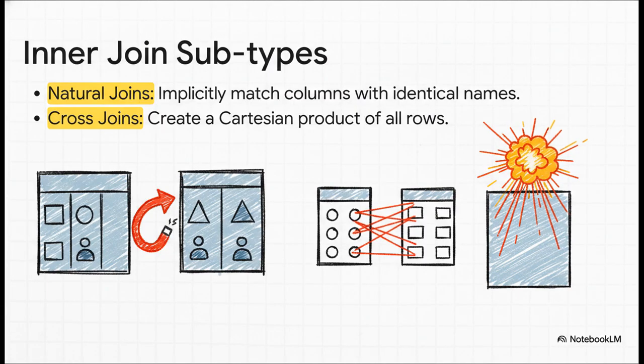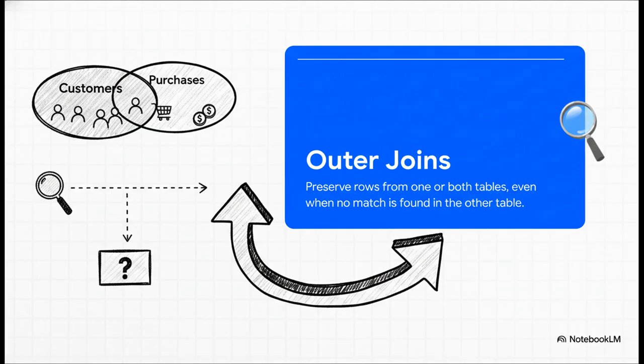Now within inner joins, Vertica has a couple of handy variations. Natural joins are a nice little shortcut. They just automatically link up columns that happen to have the same name. And cross joins, they give you every single possible combination of rows. But a word of warning here, be super careful with those, because they can create absolutely massive result sets if you're not paying attention.